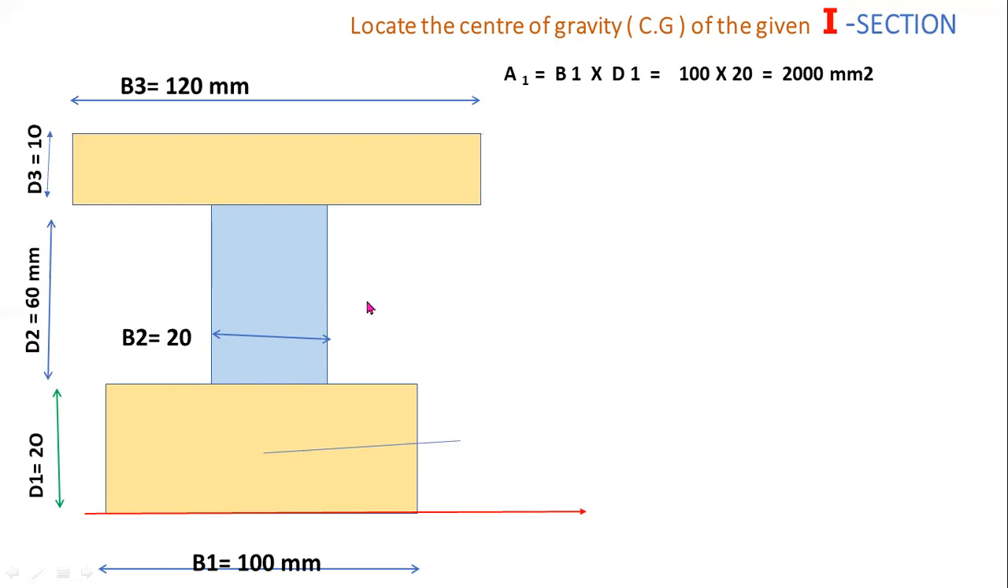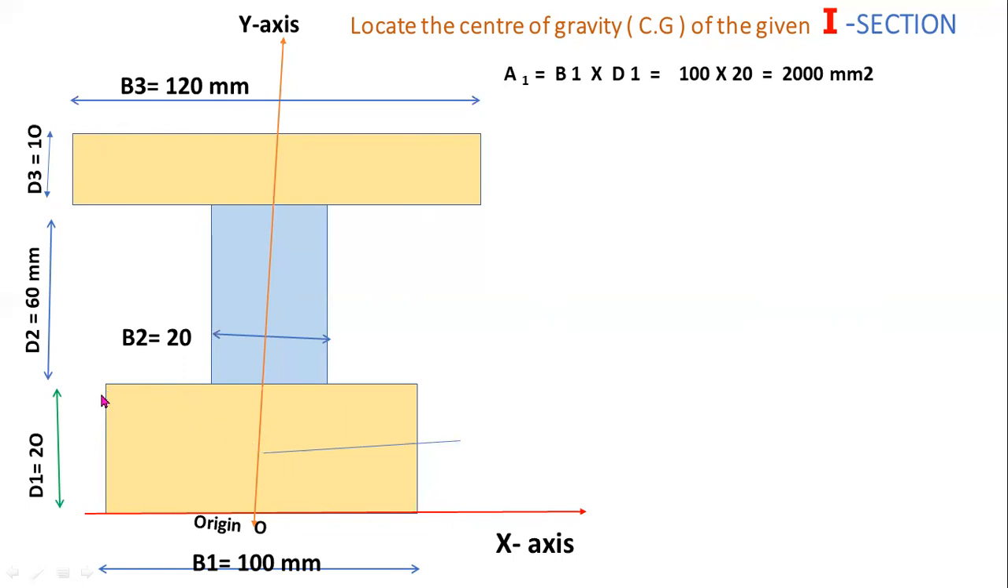Here A1 is the area of the bottom rectangle. A1 equal to b1 d1, b1 equal to 100 mm, d1 equal to 20. So 100 by 20 equal to 2000 mm square. And A2 equal to area of the web, base 2 into depth 2, that is 20 into 60. And A3 is the area of the top flange, b3 into d3, 120 into 10 equal to A3.